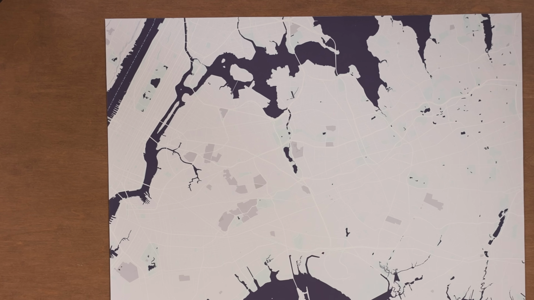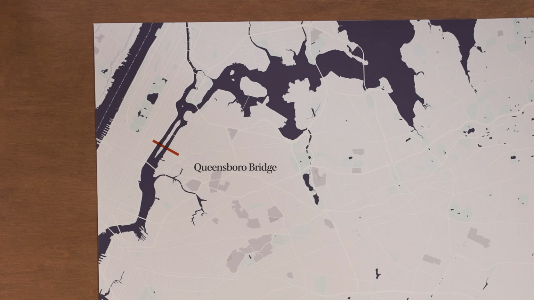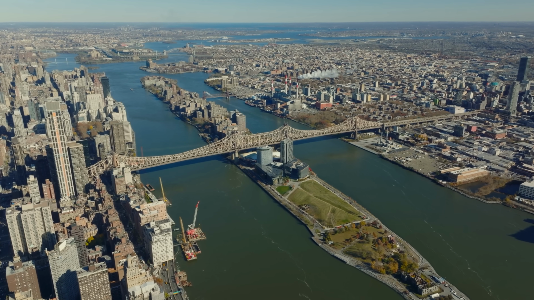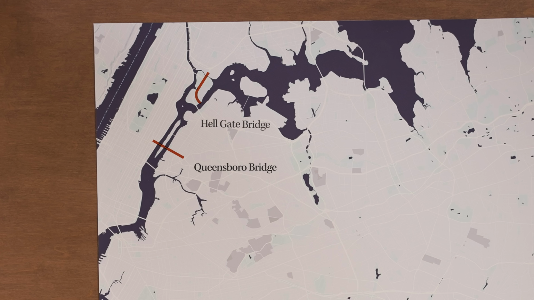In 1909, the Queensboro Bridge was completed over the narrow strip of land that is Roosevelt Island and into Long Island City. It was the first bridge to connect the two boroughs by road and trolley. And only 8 years later, Hell's Gate was built north of it for just trains.